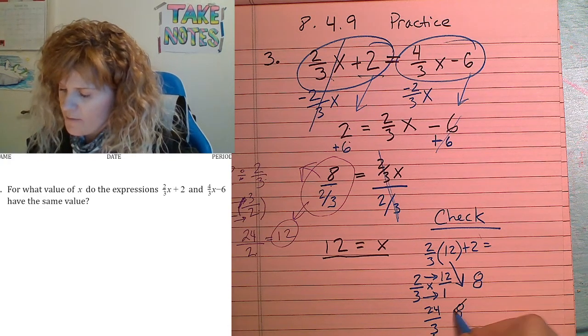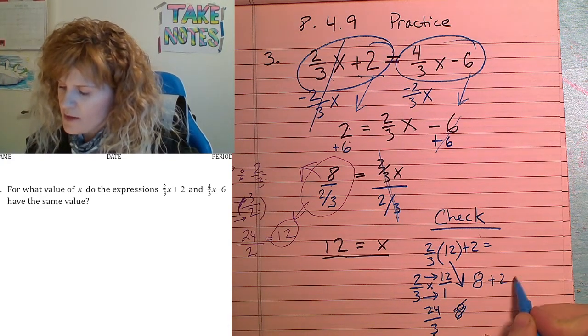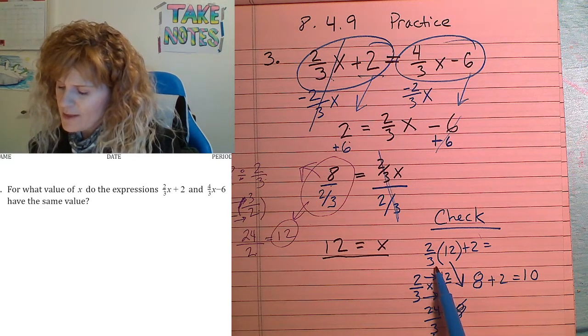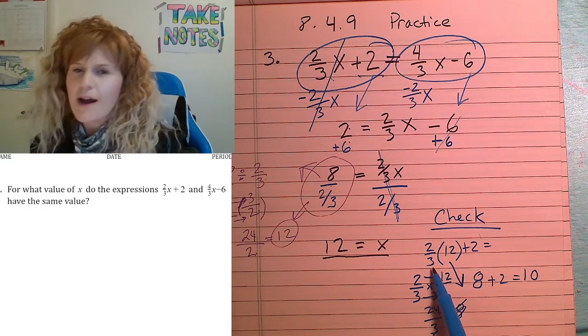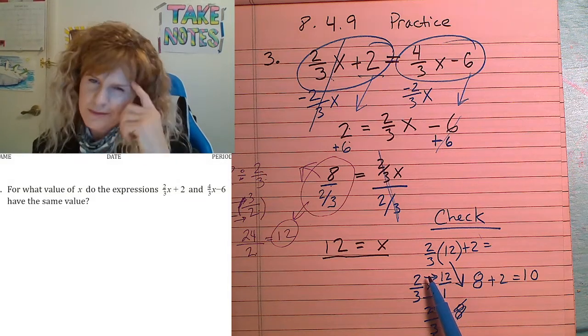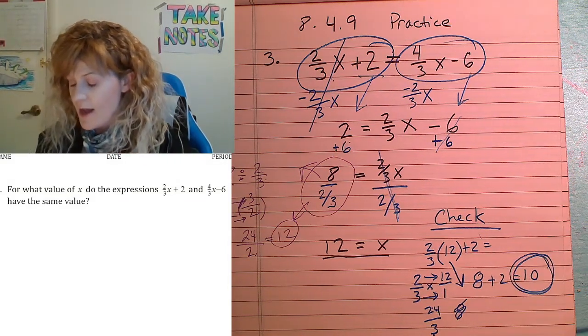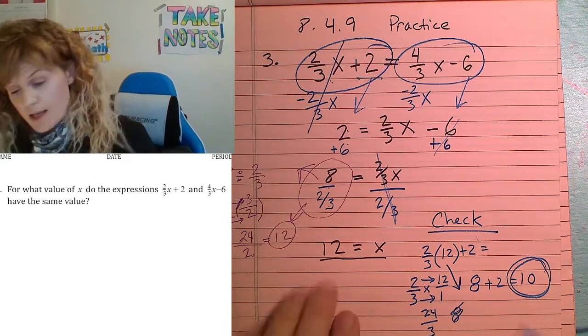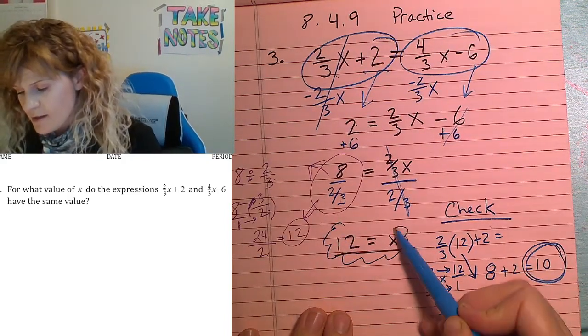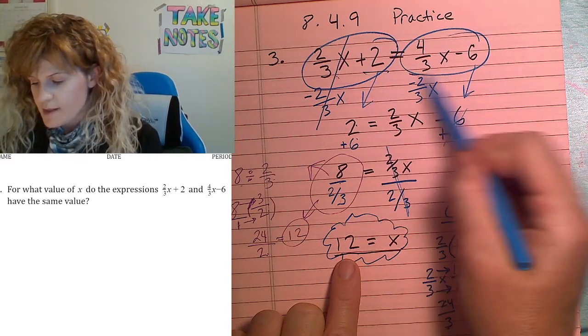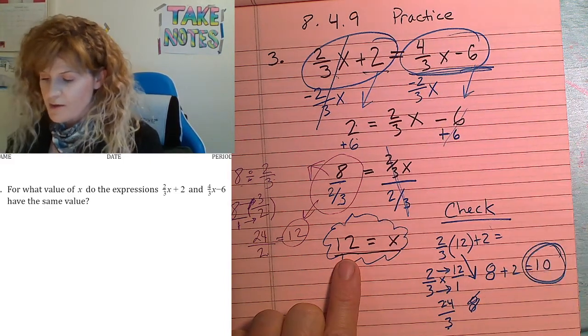I'll write that again here. 8 plus 2 equals 10. Why did I think that was 18? Ah, I was thinking 3 over 2. Anyway, okay, so the first expression equals 10. Now, if I've done the math correctly and x is 12 when they are equal, then I'm going to put x equals 12 into the second expression, and it also equals 10.